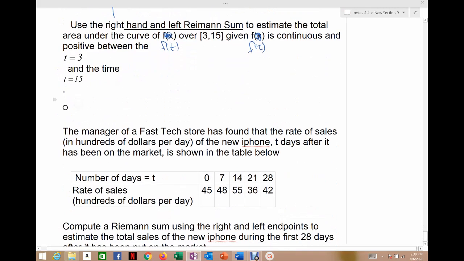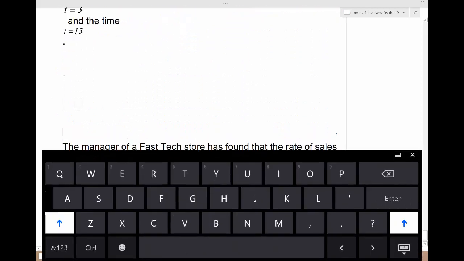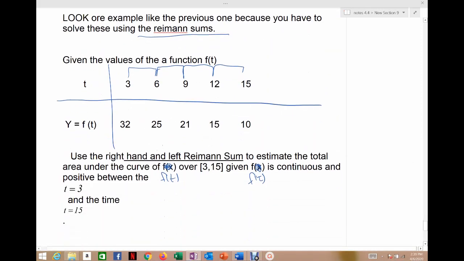Get myself some more space. And so when I want to do the right-hand side to approximate my area, the width I need to figure out first. The width of each of my rectangles would be my change in time. The width here is 3. I go 3 to 6, 6 to 9, 9 to 12, 12 to 15. And so there are 3 units between each of my rectangles. So the width is 3.